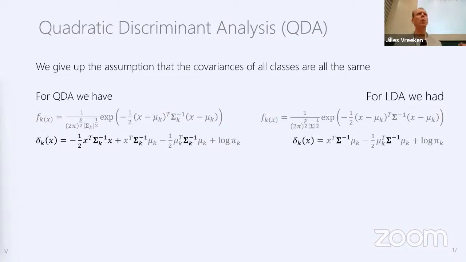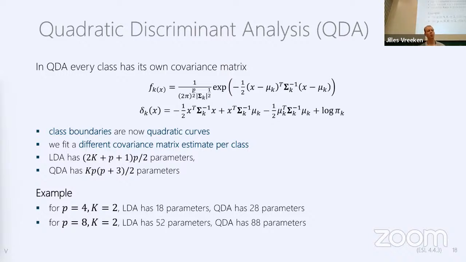Good. Now, what does this mean? Besides that the formula becomes a little bit more daunting, the class boundaries now all of a sudden become quadratic. They become curves, which of course can be quite beneficial. We of course do have to now fit a different covariance matrix, or we need to estimate it per class. So with 20 data points per class, yeah, maybe not, right?